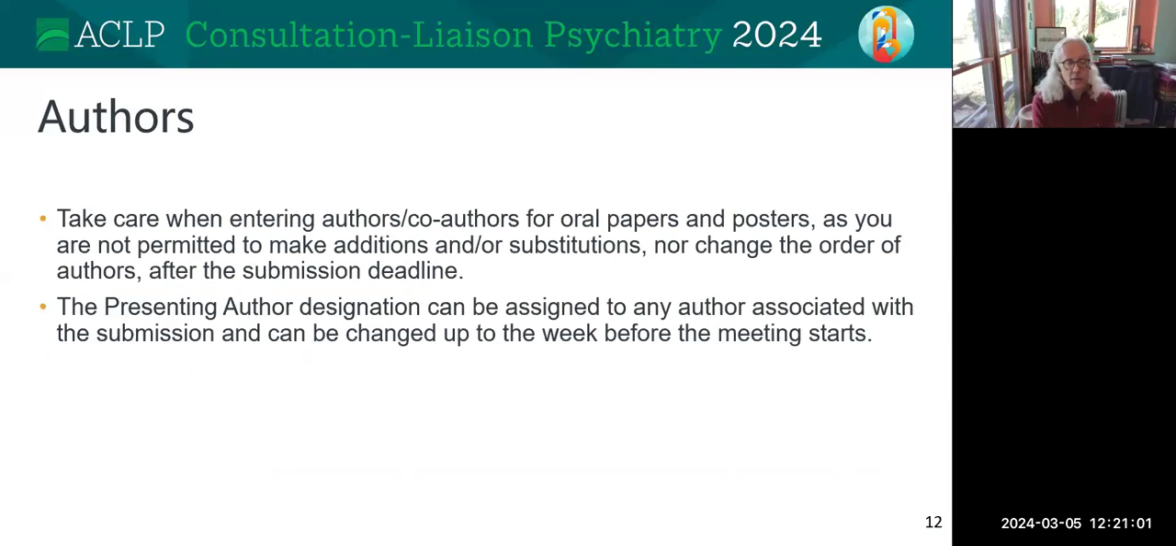So authors, be careful and conscientious when you're submitting your list of authors and co-authors. After submission, you're not able to make any additions or substitutions, nor are you able to change the order of authors after the submission deadline. The presenting author designation can be assigned to any of the authors associated with the submission, and can be changed up to a week before the meeting starts.